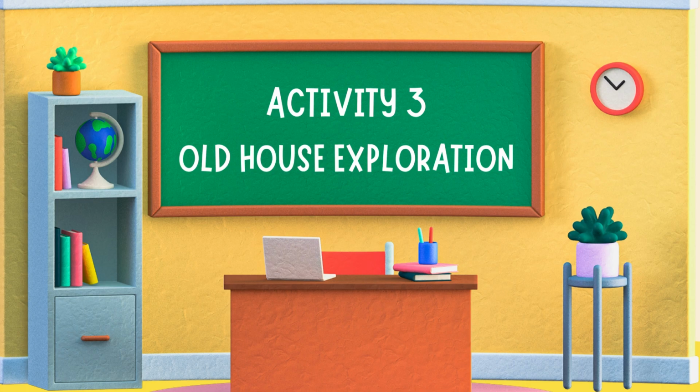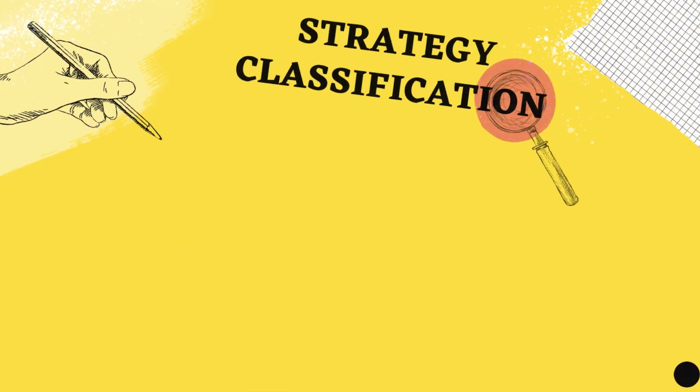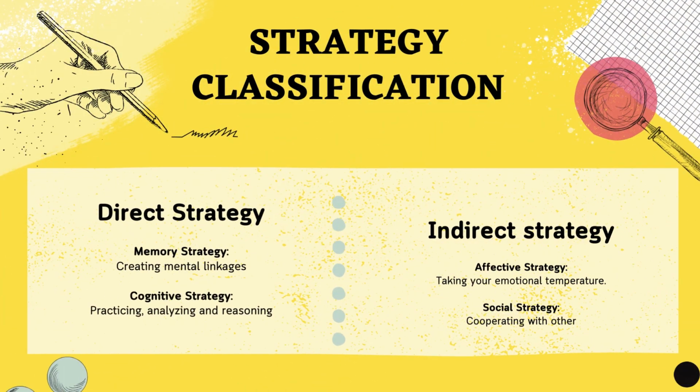This activity is designed to help pupils to engage with the story, The Old House, through various direct and indirect strategies. The first direct strategy is the memory strategy, where pupils complete a simplified vocabulary worksheet by matching pictures of parts of the house with the correct words. This helps pupils to create mental linkage between images and vocabulary.